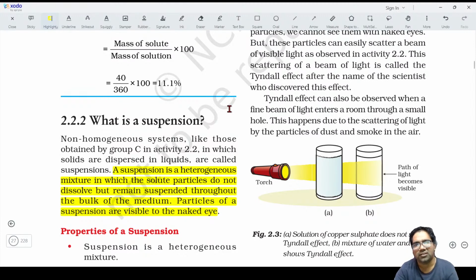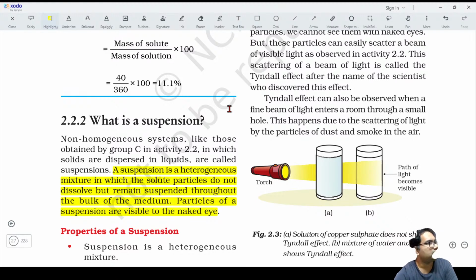Tell me what are the properties of a solution once again? Four points. Solution, not suspension, is a homogeneous mixture. Its particle size is really small, about 1 nanometer in diameter. It cannot be seen by the naked eye.